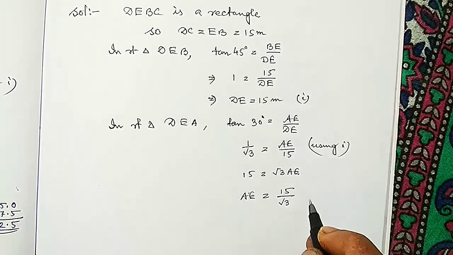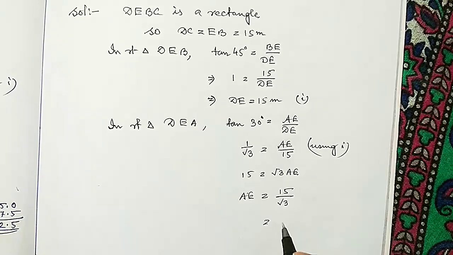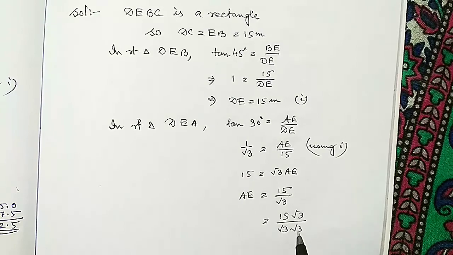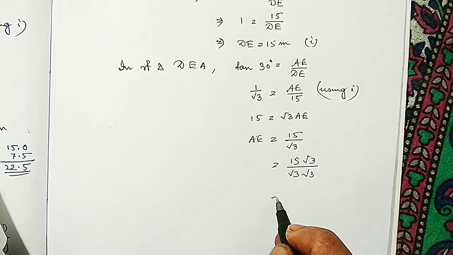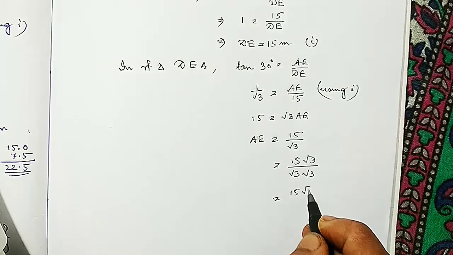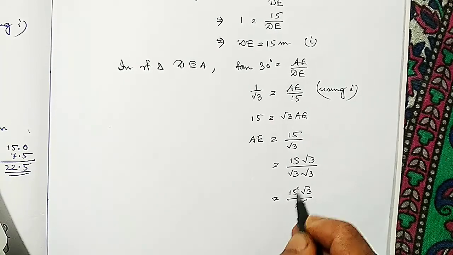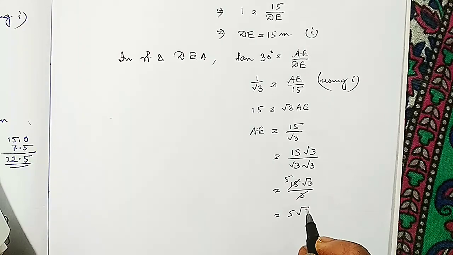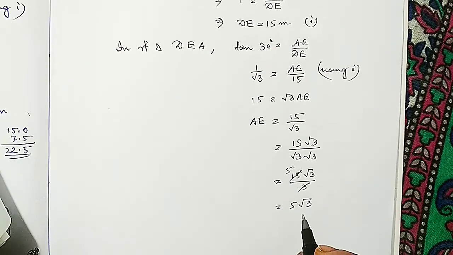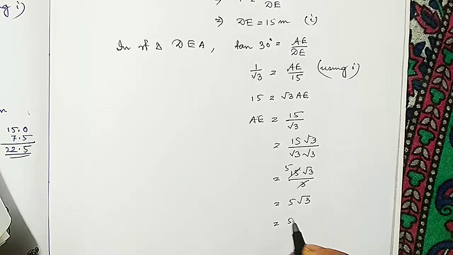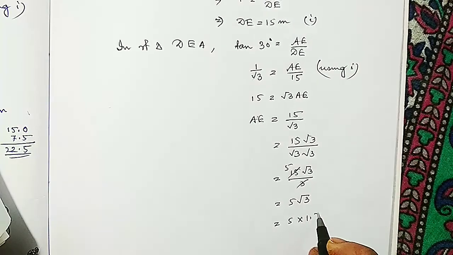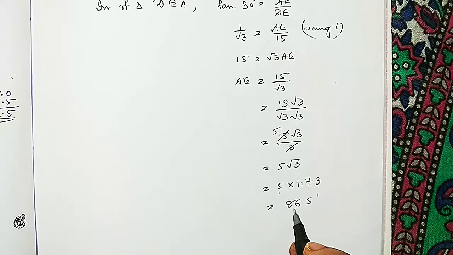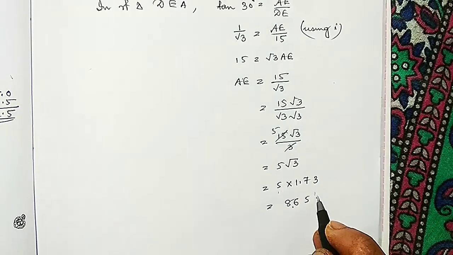Now if I rationalize, I am going to get 15 root 3, and here root 3 into root 3. Now root 3 into root 3 we know 3. It will be 15 root 3 by 3. 3 fives are 15. So it will be 5 root 3. Now what's the value of root 3? It is given in the question 1.73. So 5 into 1.73. So if I multiply, I am going to get 8.65 meters.